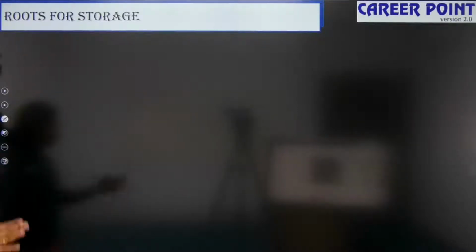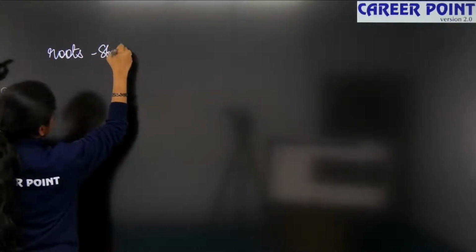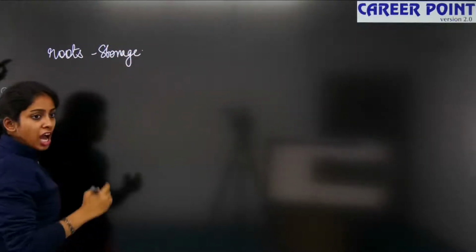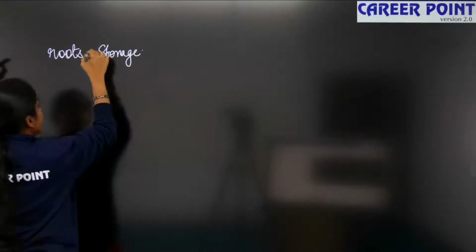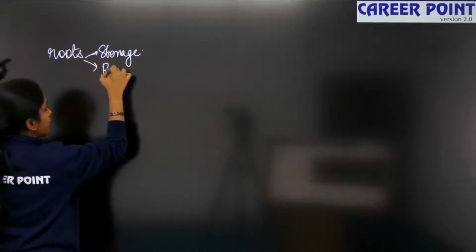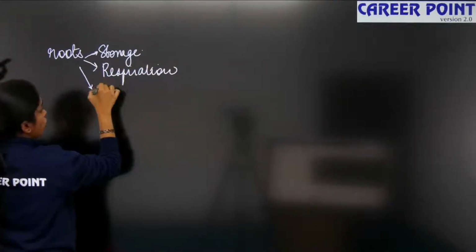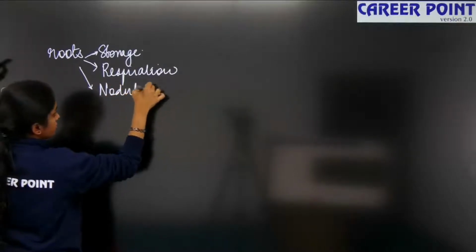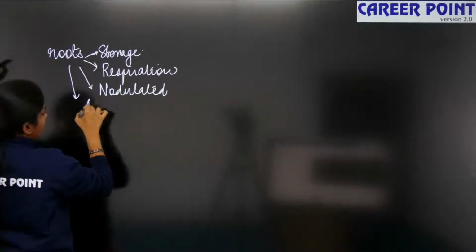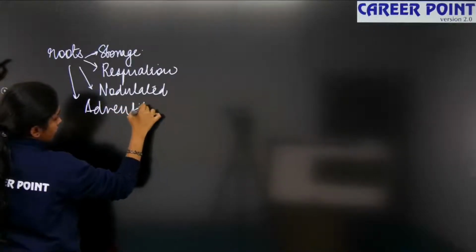So now talking about the modifications of the roots for storage. We are talking about the modifications of root. So the first modification is for storage. So how are the roots modified for storage? Then the next part, they are used for respiration. Then you also have nodulated roots. Then you have adventitious roots. So these are the 4 modifications of your root.